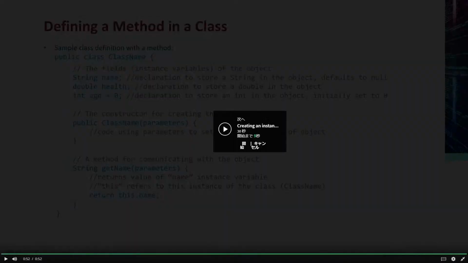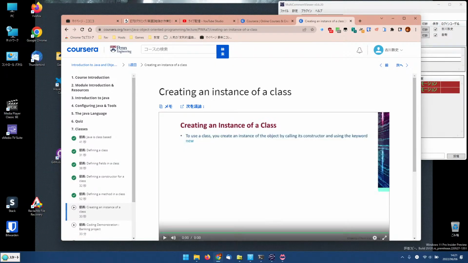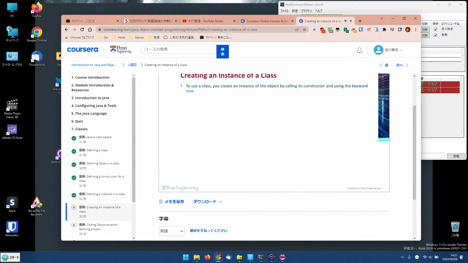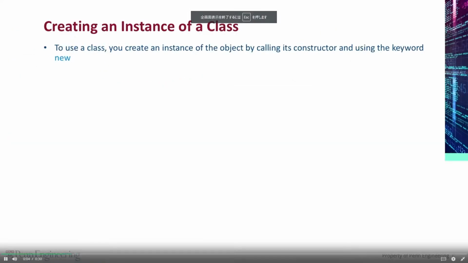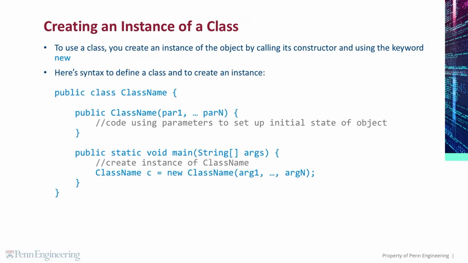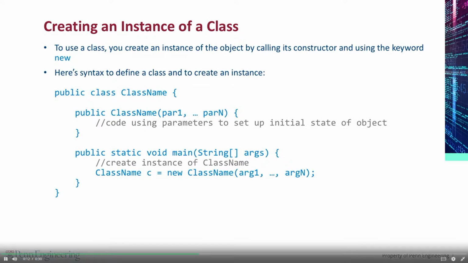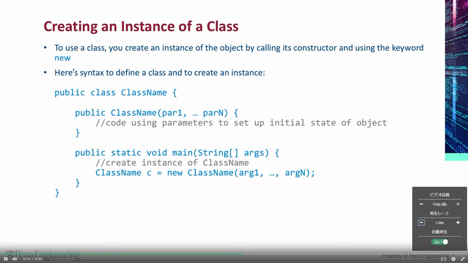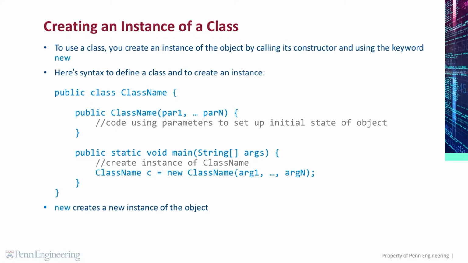To use a class, you create an instance of the object by calling its constructor and using the keyword new. Here's syntax to define a class and create an instance of that class. Notice we're starting in the main method, which is the entry point to our program. We create a new instance of the class name by using the new keyword and storing the instance of the class in a variable C.